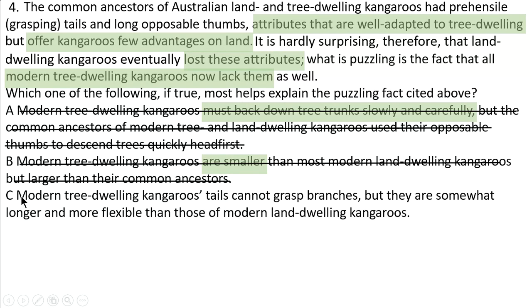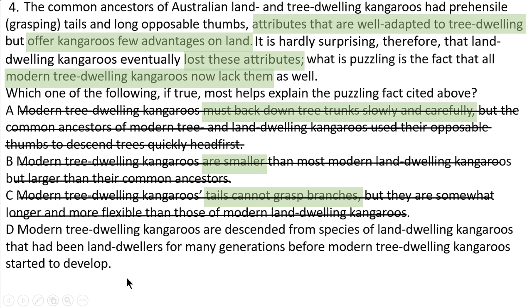Option C, modern tree dwelling kangaroos' tails cannot grasp branches. So, here this talks about the tails not grasping branches, but they are somewhat longer and more flexible than the modern land dwelling kangaroos. The tails being flexible or longer doesn't solve our effect. So, because of this line, we will eliminate the option.